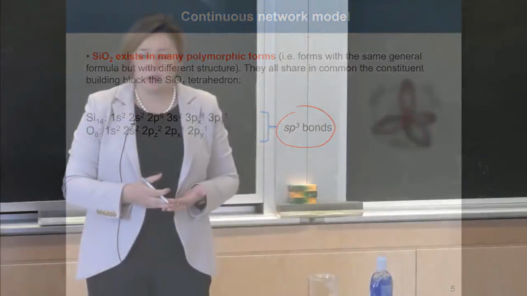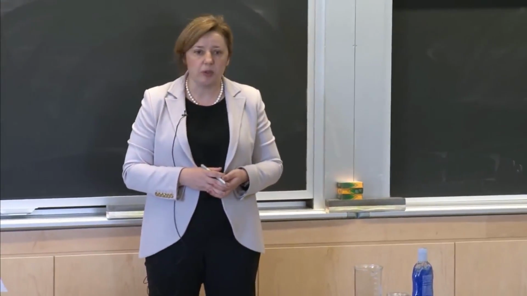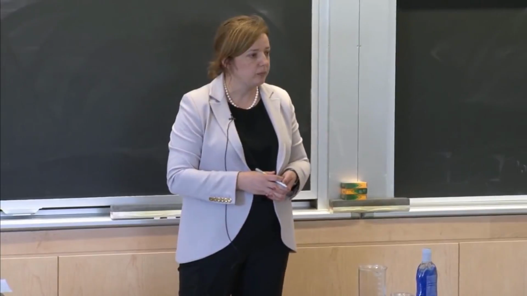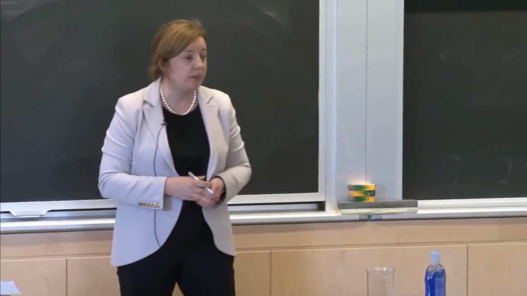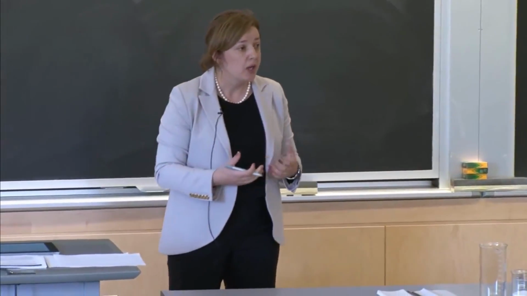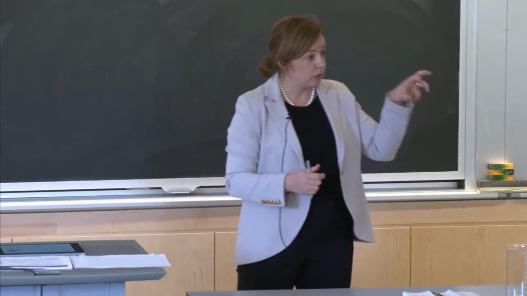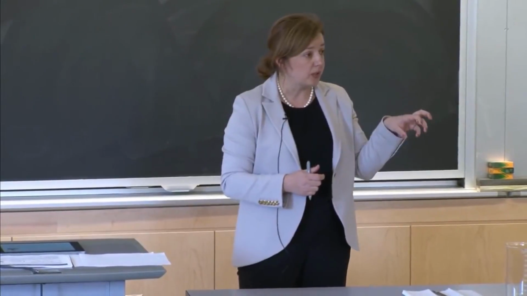So what kind of bonding is this? sp3 bonding. What kind of bonding is it? I'm sorry? Covalent, that's right. It's a covalent bonding. So it's a very strong bond. So this individual structural unit in SiO2 is very strongly bonded, okay?